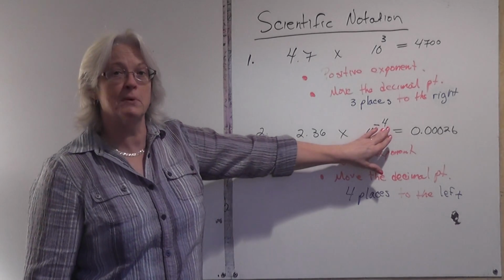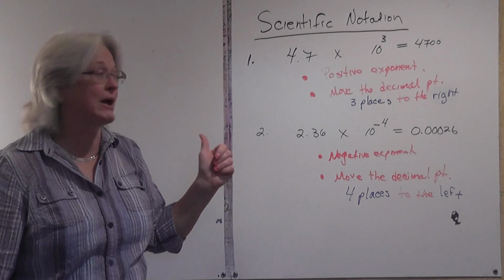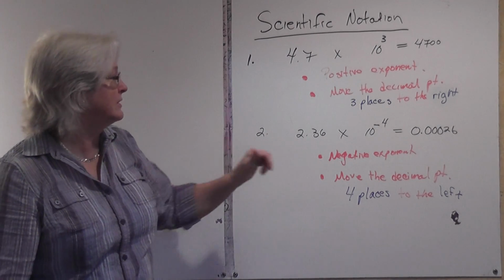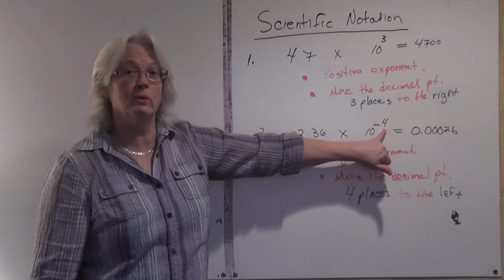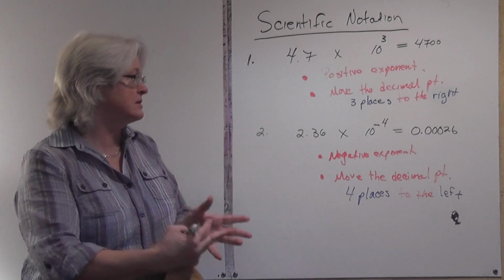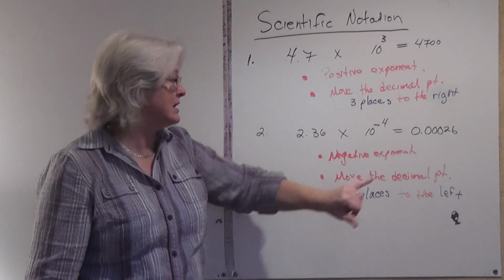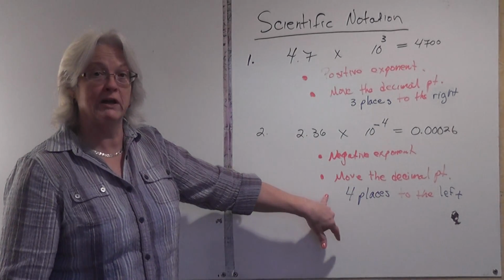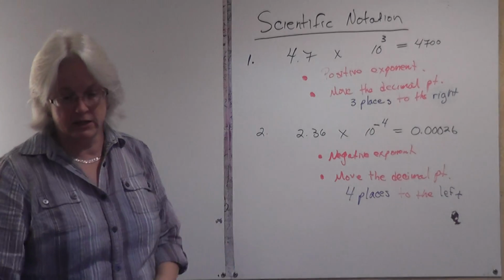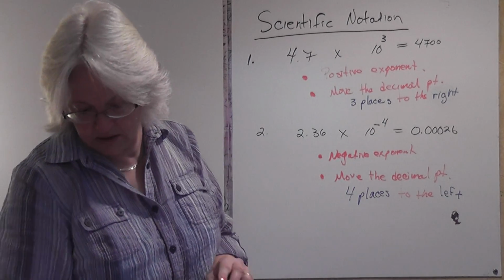We look at that exponent, it's negative. Because it's negative, we know that we're going to move our decimal point to the left. How many units here will we move? Well, we move the same number of places to the left as that exponent is. So we're going to move our decimal point 4 places to the left. That's basically all that we have going on with scientific notation.